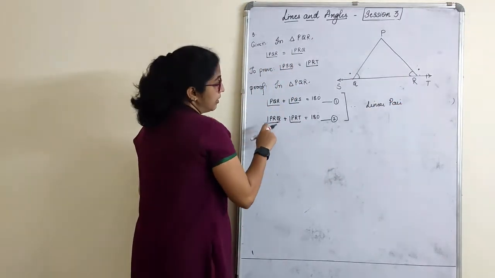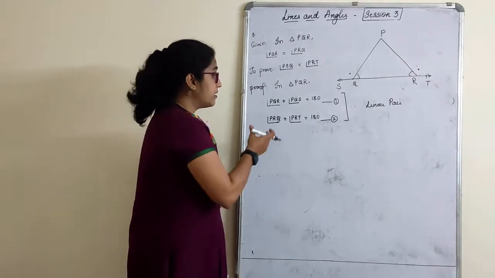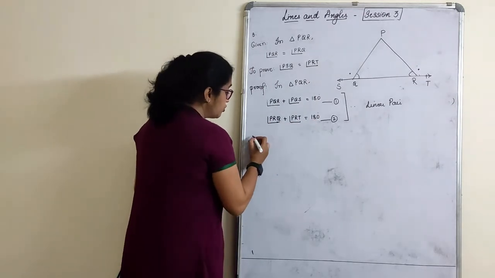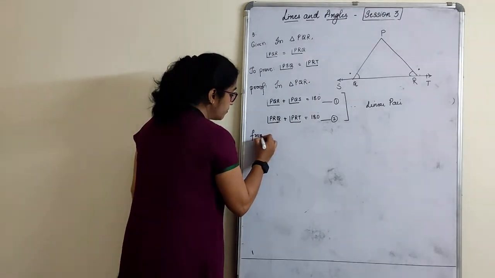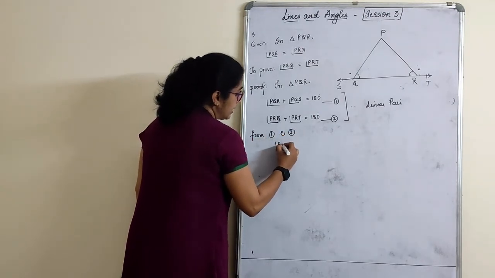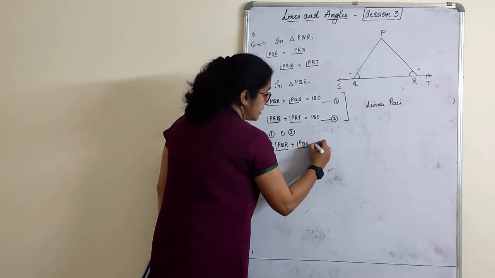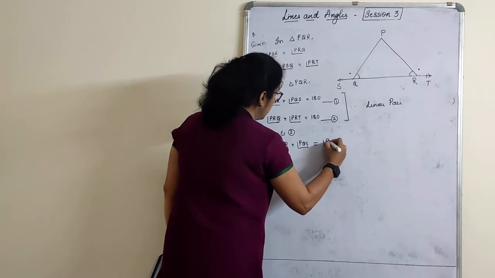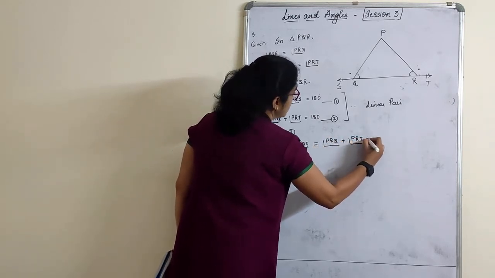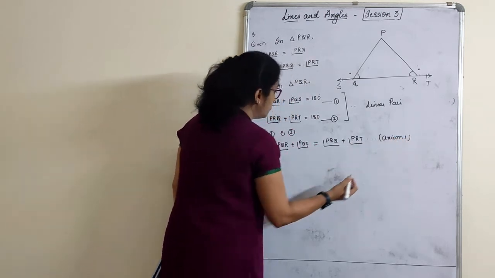Okay. Now from equation 1 and 2, which axiom? Things equal to the same thing are equal to one another. This equation is equal to 180, and this is also equal to 180. So we can write from 1 and 2, angle PQR plus angle PQS is equal to angle PRQ plus angle PRT. Reason? Axiom 1.